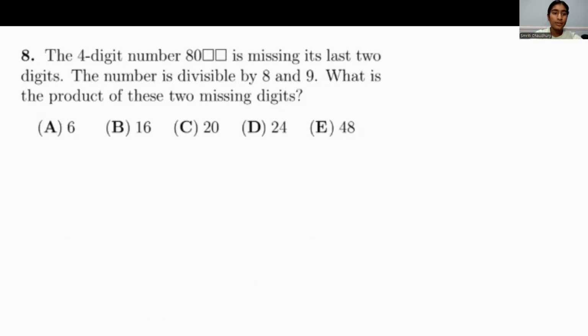Number 8. The 4-digit number 80 blank blank is missing its last 2 digits. The number is divisible by 8 and 9. What is the product of these 2 missing digits? So we have this number 80 blank blank, and we know that it's divisible by 8 and 9. So let's look over those rules. In order for it to be divisible by 8, the last 3 digits need to be divisible by 8. And since our third digit, which is the hundreds place, is 0, that means that these 2 digits need to be divisible by 8.